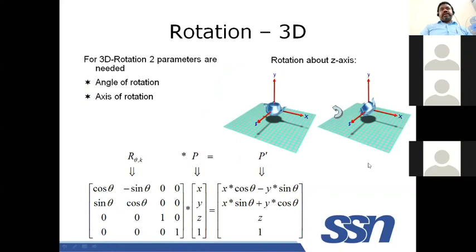You see this picture. What is it? This is a three-dimensional object. X, Y, and Z is the axis. For three-dimensional rotation, two parameters are needed. One is the angle of rotation, whether clockwise or anti-clockwise. The other is the axis of rotation, with respect to X or Y or Z. That data is required. In this example, it is given rotation about the Z-axis.